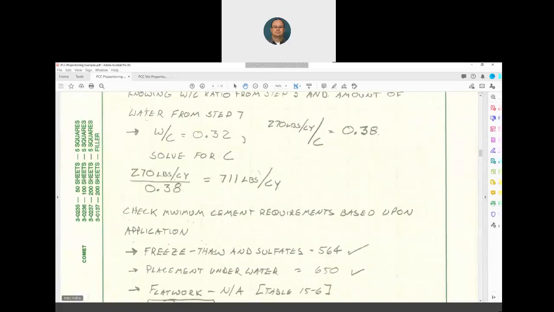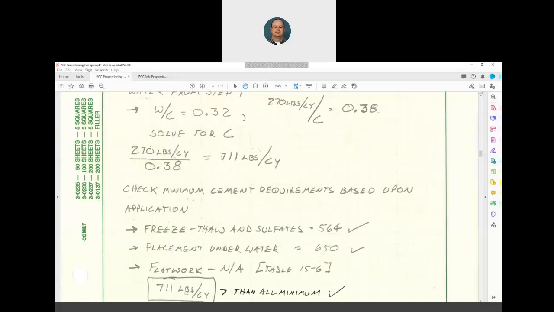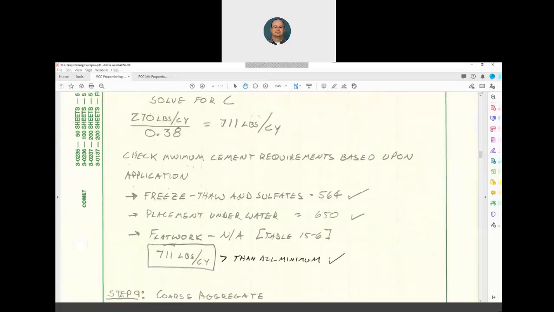Freeze thaw and sulfates. We have moderate sulfates. We are in a freeze thaw environment. We need a minimum of 564 pounds per cubic yard. Yes. Placement underwater. Well, we're not placing it underwater, but we can because we're at 711 pounds. Flat work. NA, it's not flat work, right? It is table 15.6. Okay, it's a foundation wall. So that means we are okay using 711 pounds per cubic yard. We don't have to bump it up based on these criteria. Okay, so that was step 9.